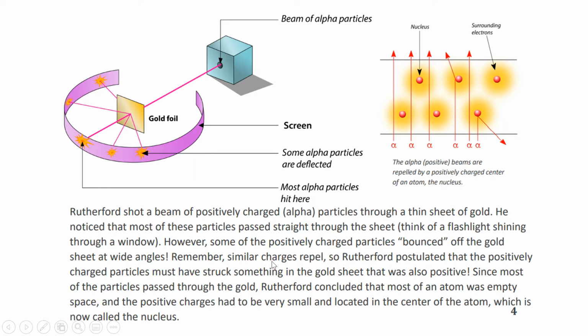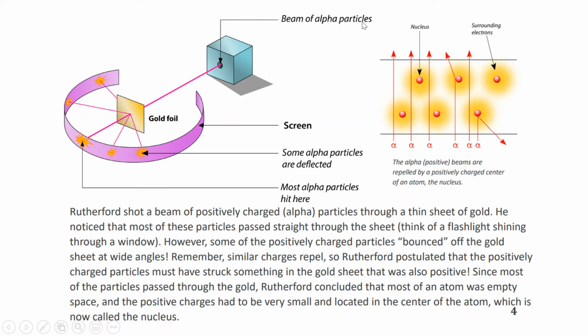Remember, similar charges repel. So Rutherford postulated that the positively charged particles must have struck something in the gold sheet that was also positive. Since most of the particles passed through the gold, Rutherford concluded that most of an atom was empty space, and the positive charges had to be very small and located in the center of the atom, which is now called the nucleus.